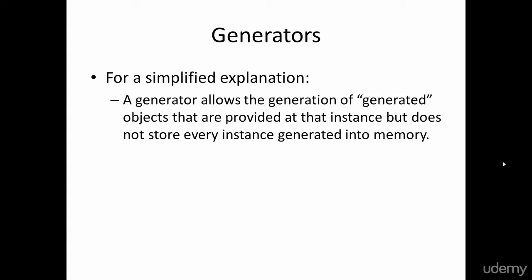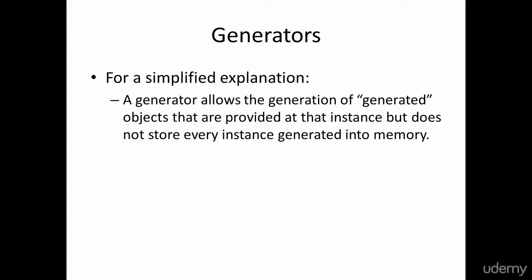Right now I'm just going to give you a sneak preview and a quick explanation of what they are. You can think of a generator as allowing the generation of these objects, sometimes called generated objects, and they're provided at that instance, but it doesn't store every instance generated into memory. So if you use a generator for creating that output of numbers, you wouldn't have to store each single one of those numbers.